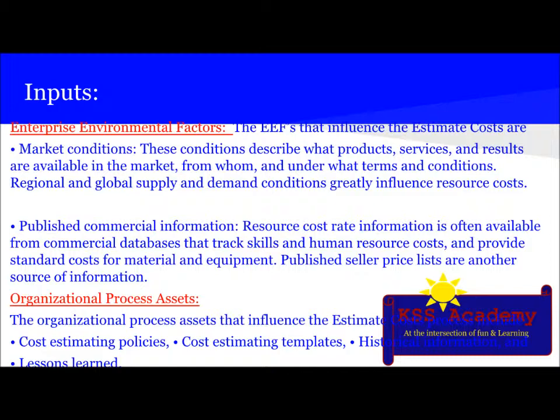In case of published commercial information, resource cost rate information is often available from commercial databases that track skills and human resource cost and provide standard cost for material and equipment. Published seller price lists are another source of information. In case of organizational process assets, those that can influence the estimate cost process include cost estimating policies, cost estimating templates, historical information, and lessons learned.